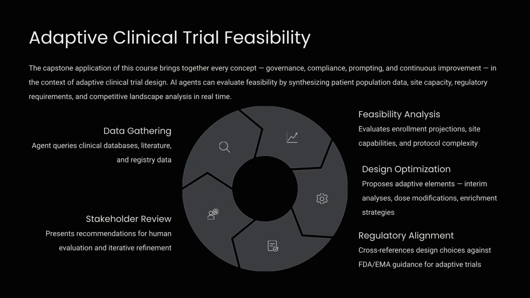The capstone application is adaptive clinical trial feasibility. AI agents bring together all concepts to evaluate feasibility by performing data gathering, feasibility analysis, design optimization, regulatory alignment, and presenting recommendations for human review.